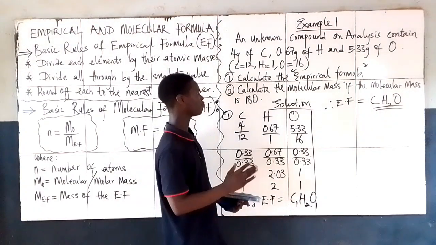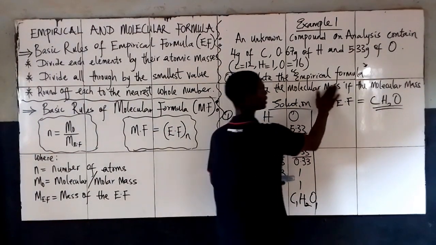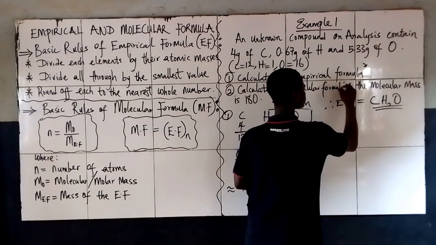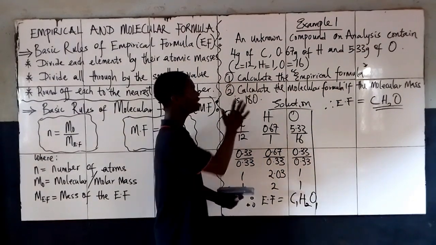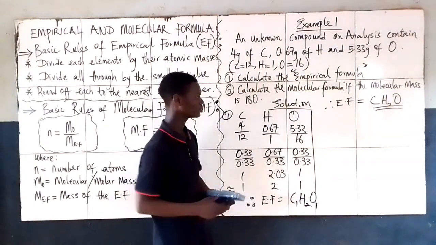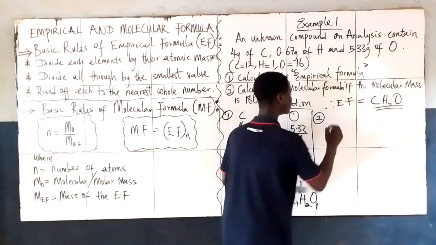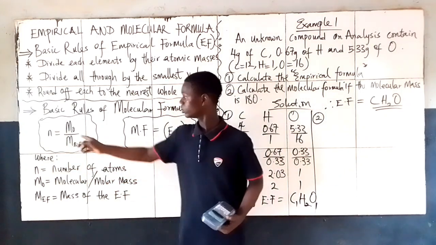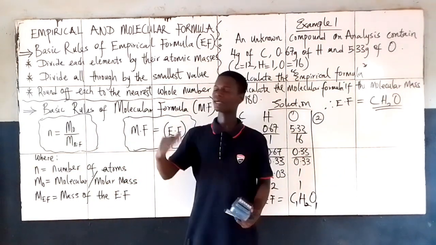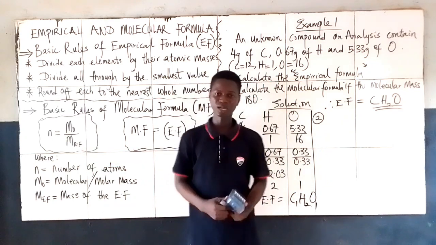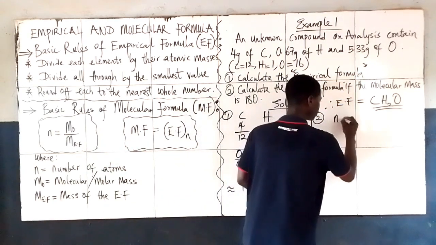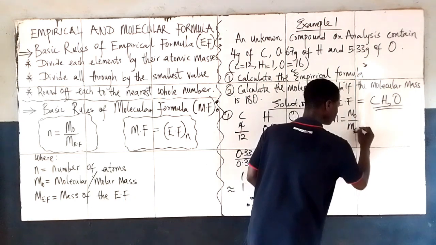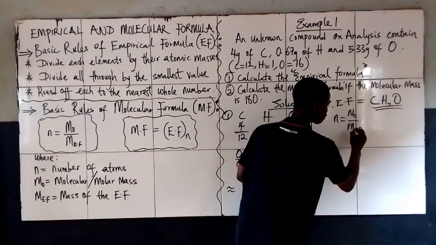The next question is for us to find the molecular formula. We are now going to be finding the molecular formula of this very unknown compound. I will be using the rule I have already given out on this part of the board. The first rule is that we have to calculate the number of atoms using this formula: molecular mass over the mass of the empirical formula. So let's get the N first. N is equal to MO over MEF. This is the formula for getting the number of atoms.